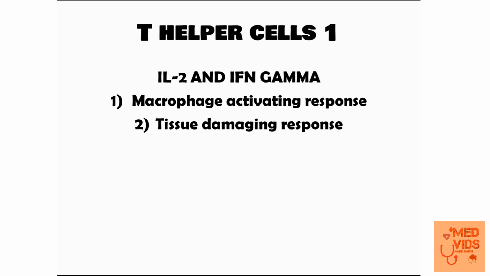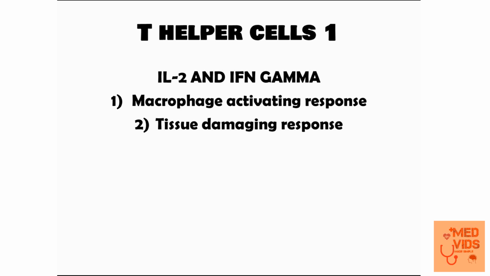The T helper 1 cells secrete various cytokines like interleukin 2, interferon gamma, and many other cytokines, which activate further monocytes and macrophages. Now, they can carry out two types of response. One is macrophage activating response, and second is tissue damaging response. There should be a balance between these two. Normally, a macrophage activating response should be more, and tissue damaging response should be less for a successful outcome.